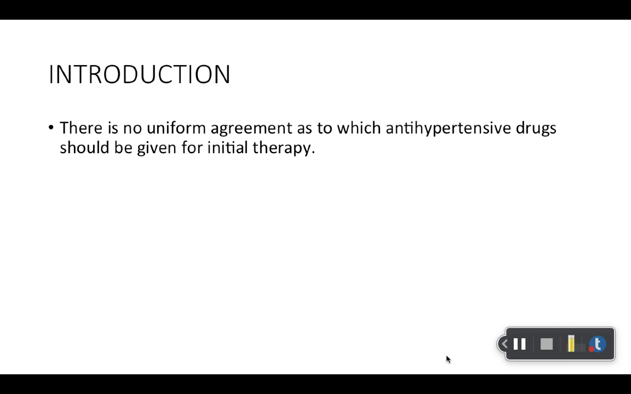So first off, unfortunately for the students, when you're learning this, there is not a uniform agreement. There is not a consensus among experts and among some of these different organizations that set up guidelines for antihypertensive treatment. So unfortunately, there's not just this one drug you can remember for every patient. It is going to be a very custom, tailored approach you're going to have to take to your patient.